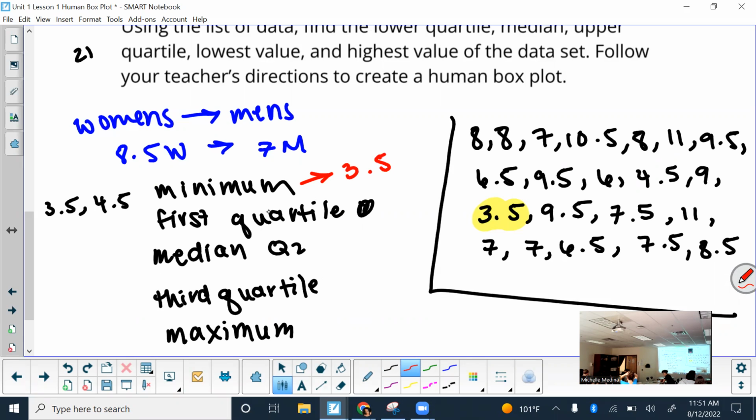The 3.5. What did we establish was the maximum? Who was our median? Remind me what your number was? 8. Good. So that means our median of our data is 8. There's 2 people with the first quartile. So when there's 2 people, we actually take the average.